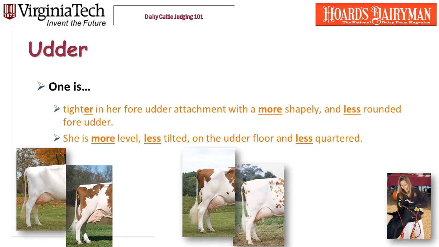Here's Cortney. One is tighter in her fore udder attachment with a more shapely, less rounded fore udder. She is more level, less tilted on the udder floor, and less quartered. And again. One is tighter in her fore udder attachment with a more shapely, less rounded fore udder. She is more level, less tilted on the udder floor, and less quartered. And now you.